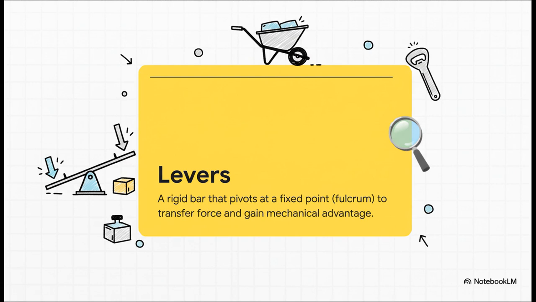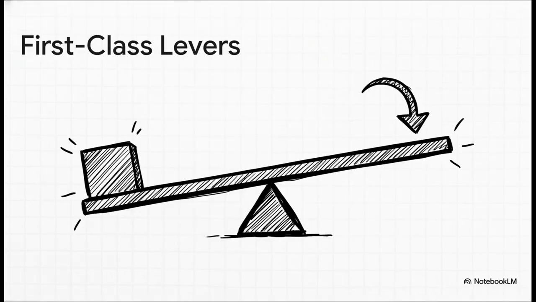A lever is really just a rigid bar that pivots around a fixed point we call the fulcrum. By applying a force, our effort, at one point, we can move a heavy object, the load, at another. And the magic behind all this is something called mechanical advantage. First-class levers are the classic example you think of, like a seesaw. The fulcrum, the pivot point, is right in the middle, between where you push and what you're trying to lift. By pushing down on one side far from the fulcrum, you can lift a much heavier load on the other side with way less effort.